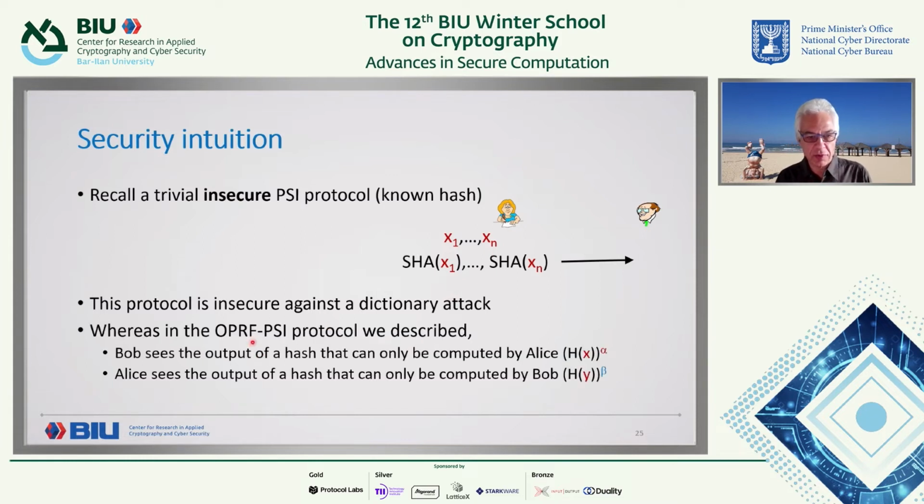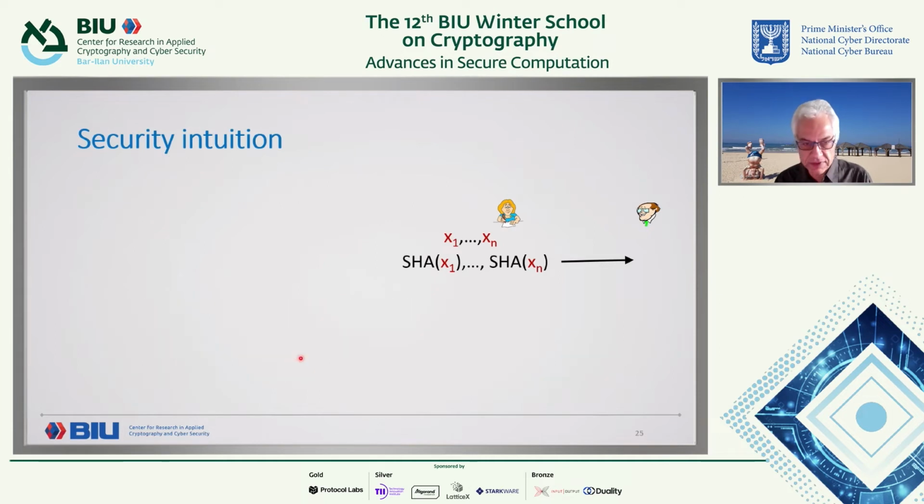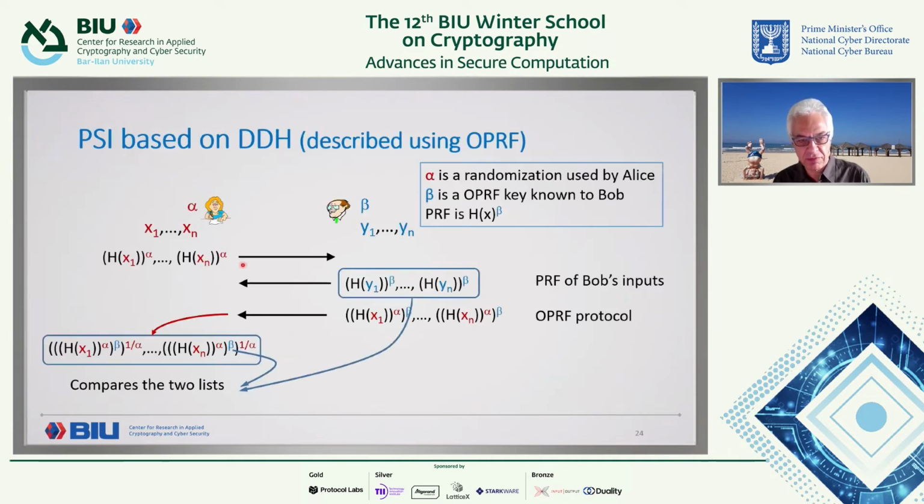What's nice in the OPRF protocol I showed you earlier is that what Bob sees here is a function of Alice's input, but this function depends on the alphas that only Alice has. And what Alice sees is a function of Bob's inputs, but this depends on beta that only Bob has. So they cannot do this dictionary attack.